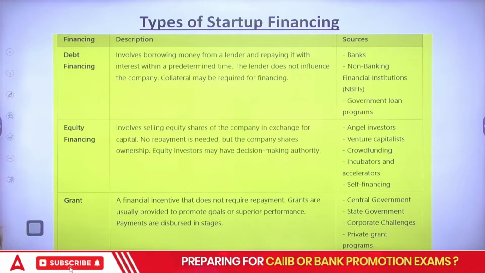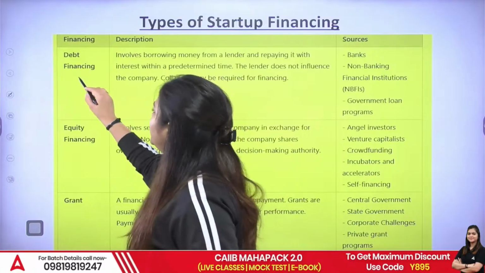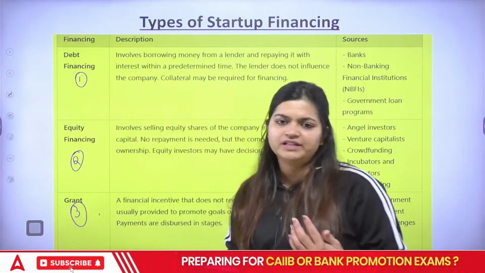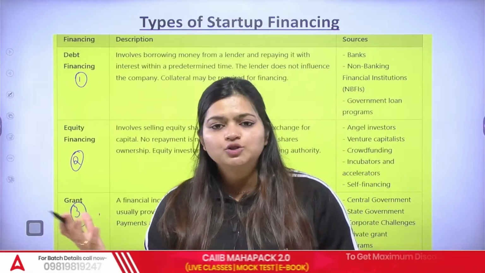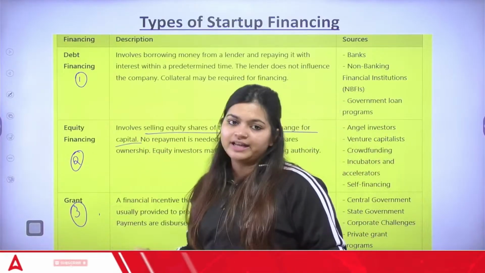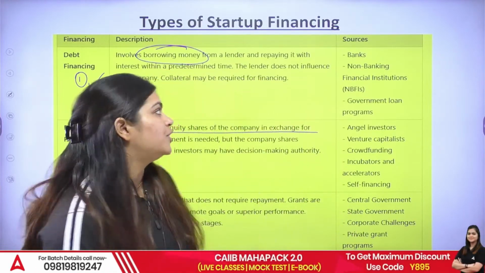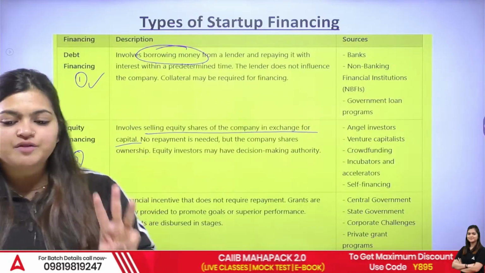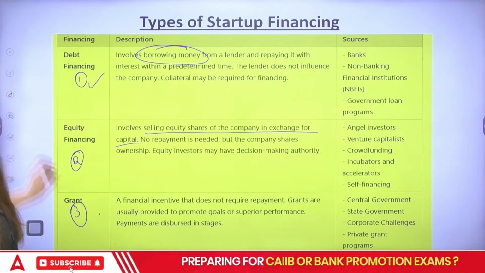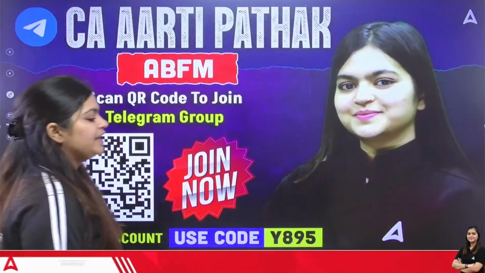Next, there are different types of startup financing as well. There are basically three types: debt financing, equity financing and grant. Grant means governments are giving some incentives or subsidies. Equity means you are selling ownership of the company and getting an amount. Debt means you are borrowing from lenders. So these are the three types of startup financing: debt financing, equity financing and grant. Remember these three are very important, and with this we complete today's session.